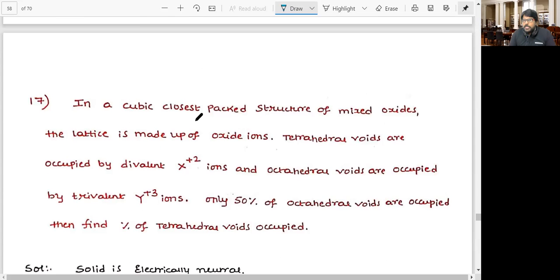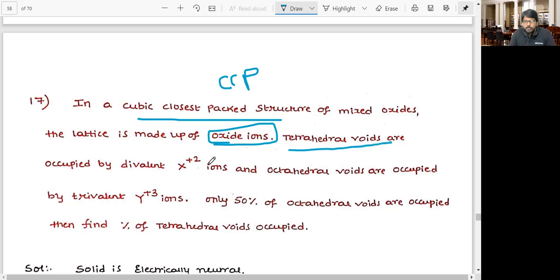In a cubic closest packed structure, that means CCP, of mixed oxides, the lattice is made up of oxide. So oxide ion is the host. This host has two types of voids, tetrahedral voids and octahedral voids. Tetrahedral voids are occupied by X plus 2 ions. Octahedral voids are occupied by Y plus 3 ions. Only 50% of octahedral voids are occupied. Then find the percentage of tetrahedral voids occupied. Very simple logic. Verification will give the answer. Otherwise, we can also solve.